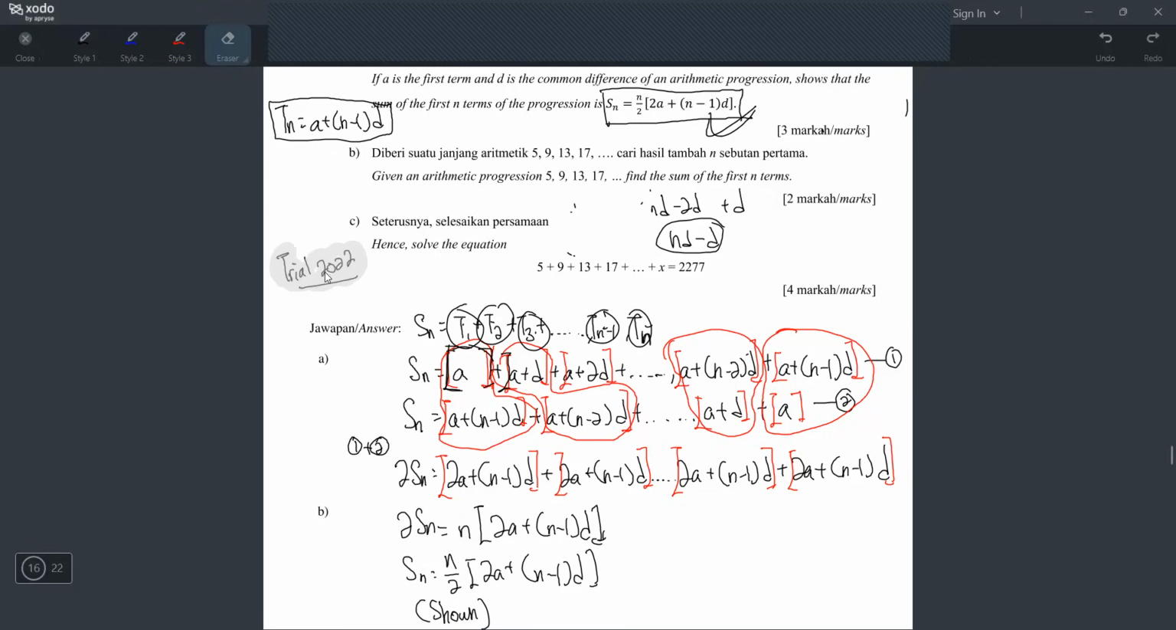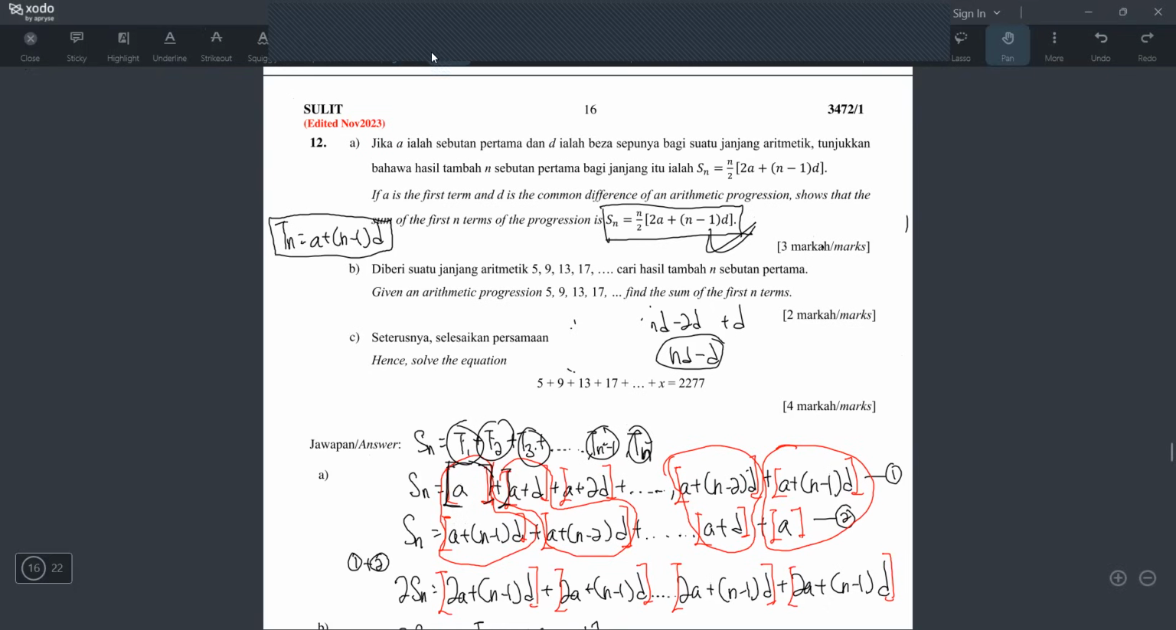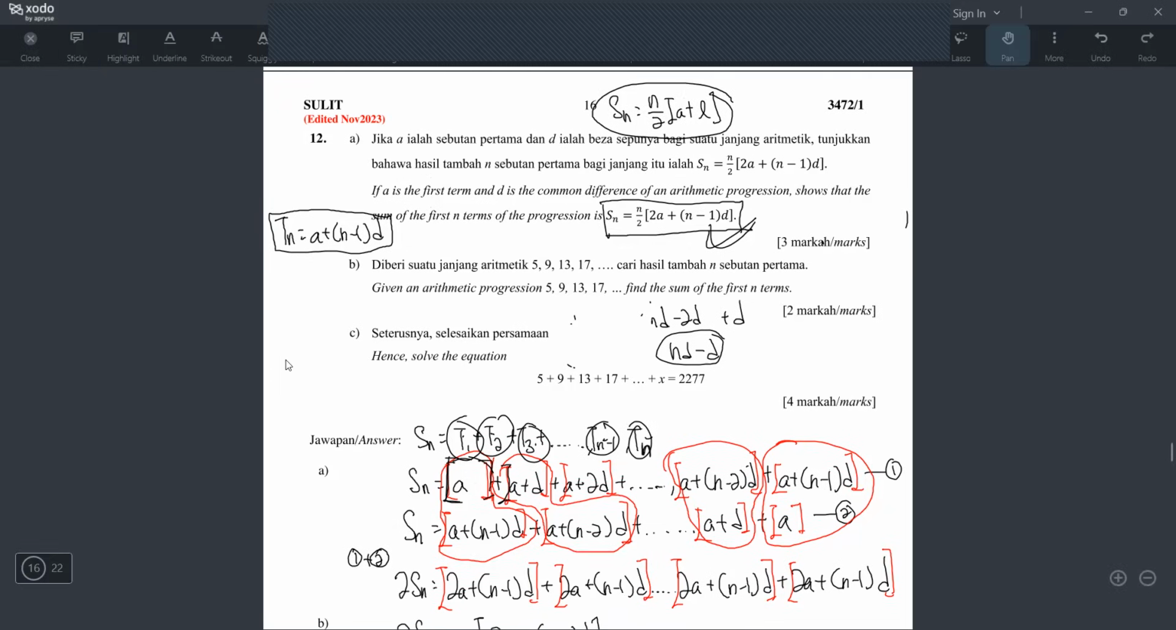I want to give you some extra information. There is another Sn formula in arithmetic progression, which is n over 2 times a plus l. This is another formula that you have to memorize in this chapter, and I want to teach you how to prove this formula also. It's very easy. So how do you prove this formula? Let me tell you. This formula is also for Sn.